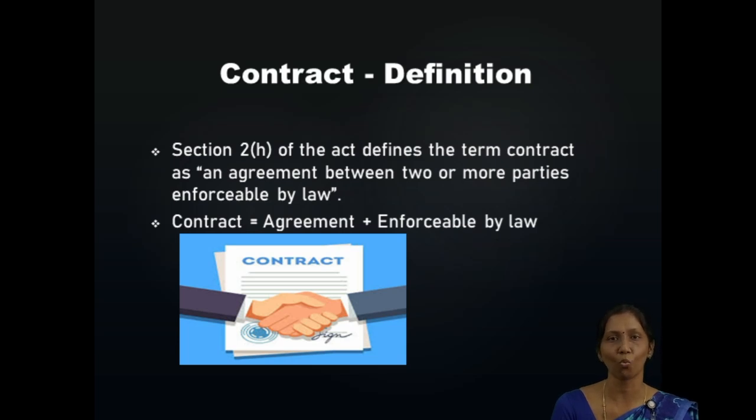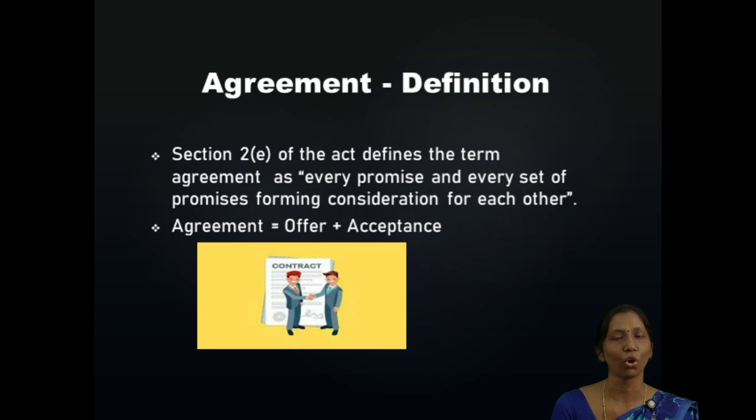First, we will see what an agreement is. An agreement is a promise or set of promises forming the consideration for each other. When we go for an agreement, we see two concepts, that is offer and acceptance. If both exist, we can say it is an agreement. So what do we mean by offer and what do we mean by acceptance?